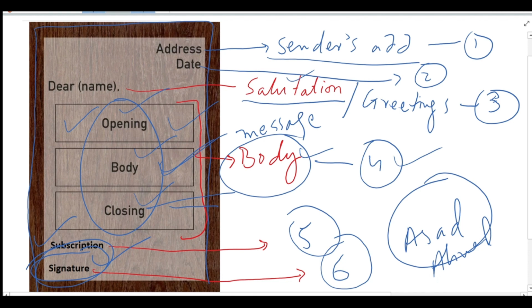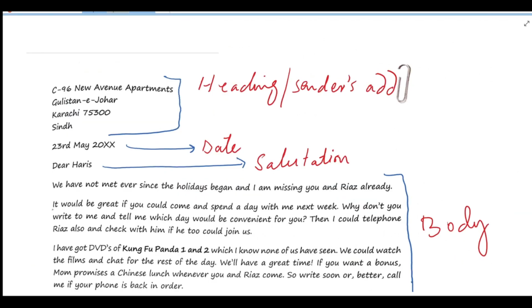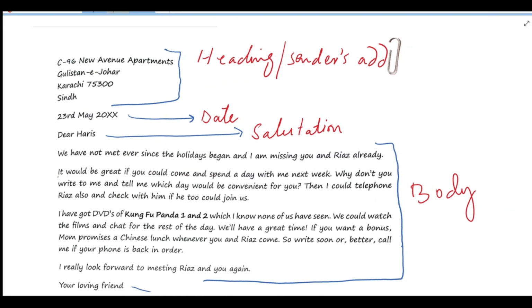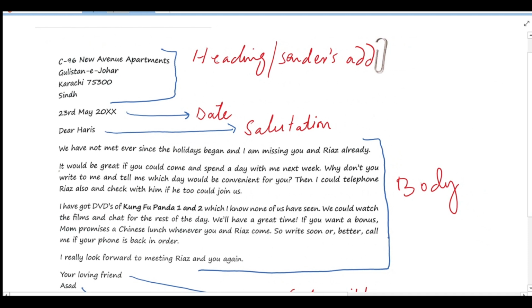So on the page you have to focus that you write your name on the left side of the page. Here we have the sample of a letter. Let's focus. First, this part is the heading. The first part, as I told you, is the address: C96 New Avenue Apartments, Gulistan-e-Johar, Karachi 75300, Sindh. This is the address of the sender, first part. Second, there is the date, 23rd May 2020, 2019, whatever it can be. This is the second part, the date.